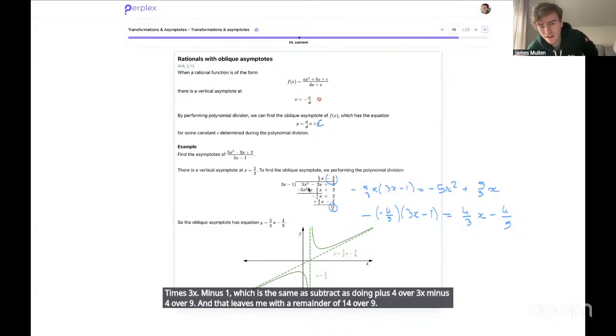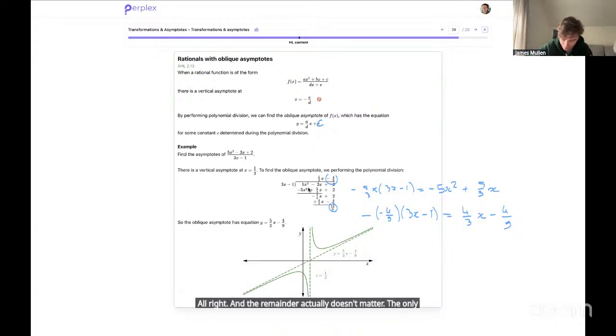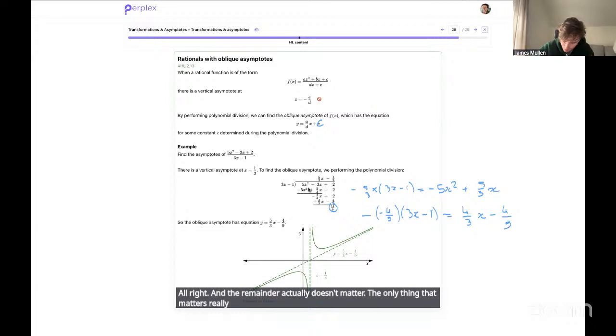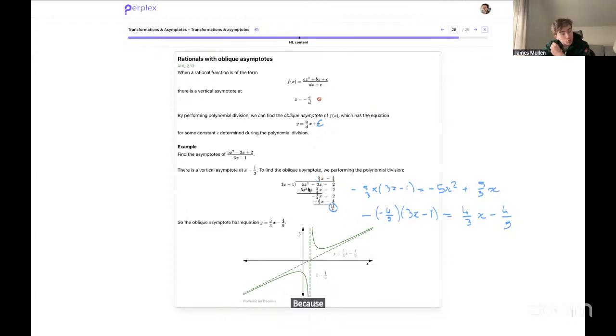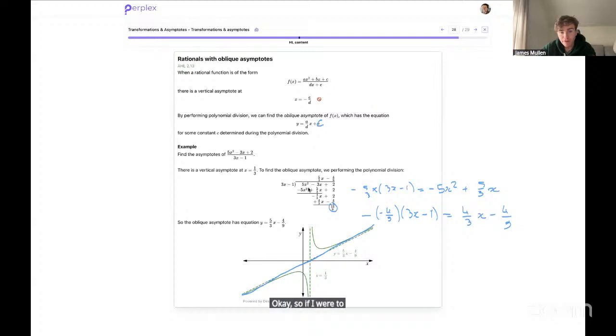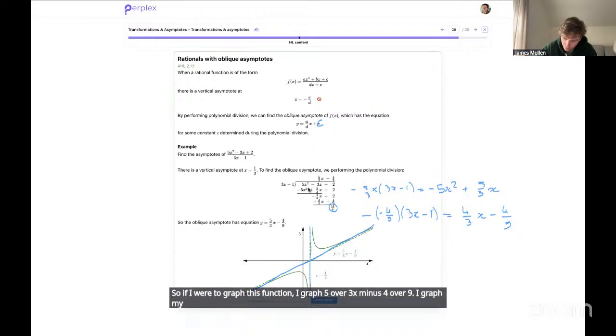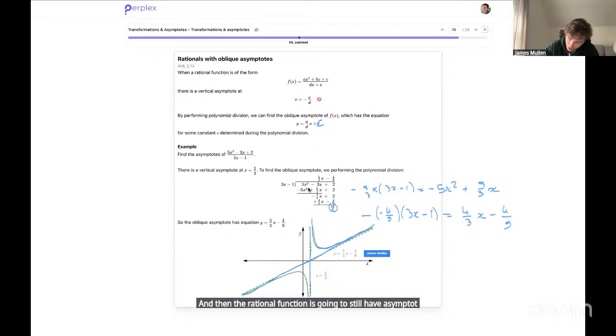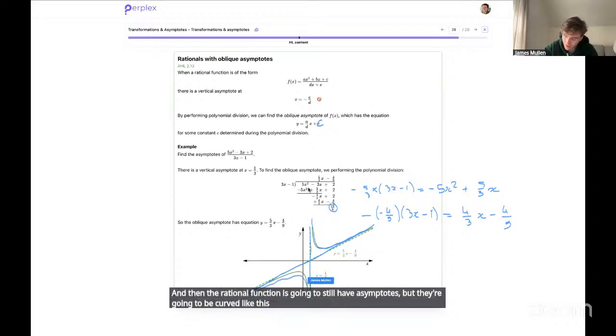All right, and the remainder actually doesn't matter. The only thing that matters really is this quotient that I find, which is the 5 over 3x minus 4 over 9, because that's going to make what we call an oblique asymptote, which is an asymptote that is a straight line that actually has a slope, okay? So if I were to graph this function, I graph 5 over 3x minus 4 over 9, I graph my vertical asymptote at x is equal to 1 over 3, and then the rational function is going to still have asymptotes, but they're going to be curved like this towards the oblique asymptote.